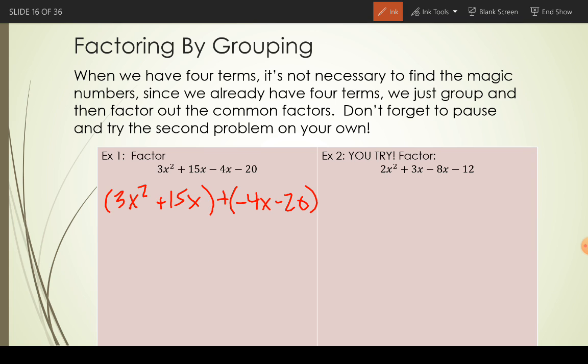I can take out a 3x from my first pair, which means I'm dividing both of my terms by 3x. And I'll be left with x plus 5. In my second group, I can take out a negative 4. And when I do that, I'm left with x plus 5. I have the same values inside of my parentheses, so I know this is correct.